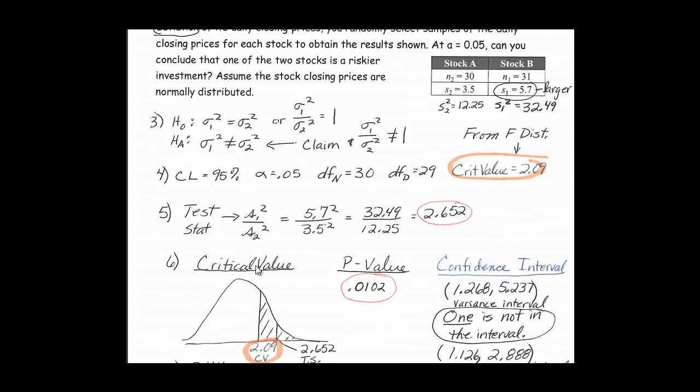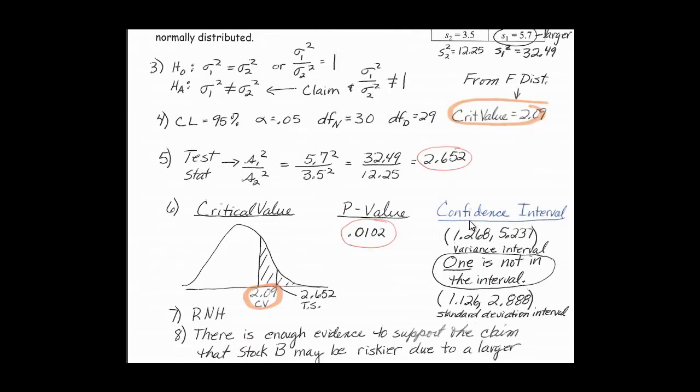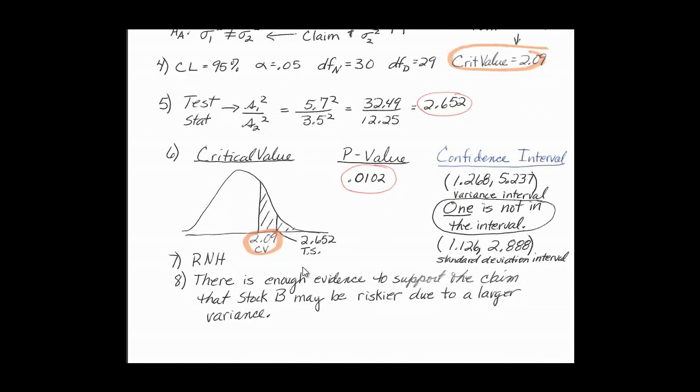Our test statistic, again, we are given standard deviation, and we have to square each of those. So I wrote that all in here, looking at the standard deviation squared over my second standard deviation squared. I come up with this F statistic from these two variances: 2.652. When we compare that to the critical value, it is greater than the critical value. When I draw my critical value curve, I can see that my test statistic is in the rejection zone.